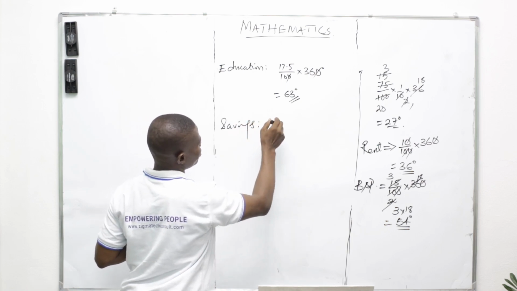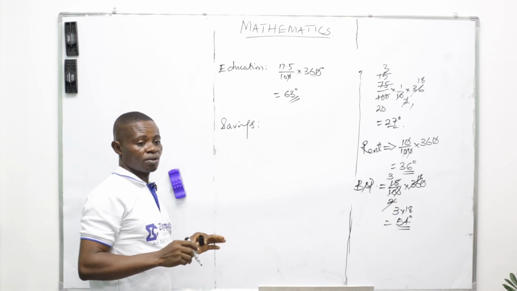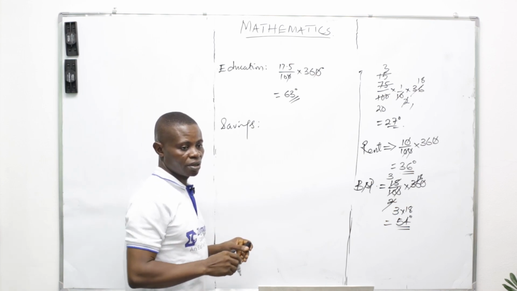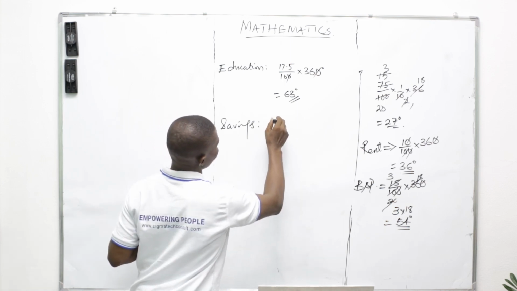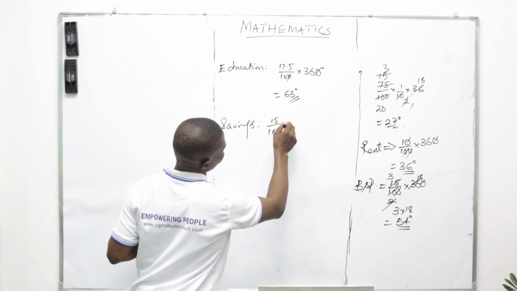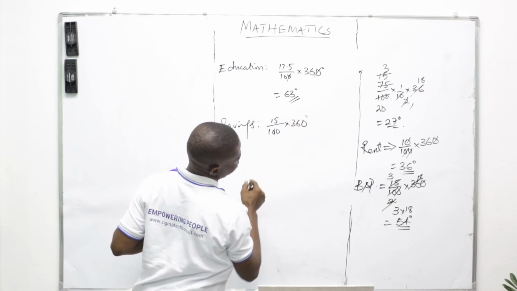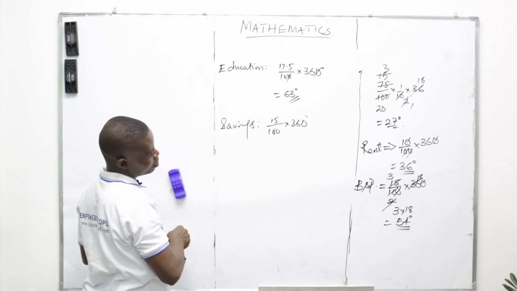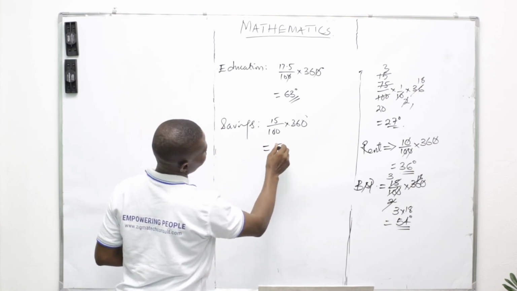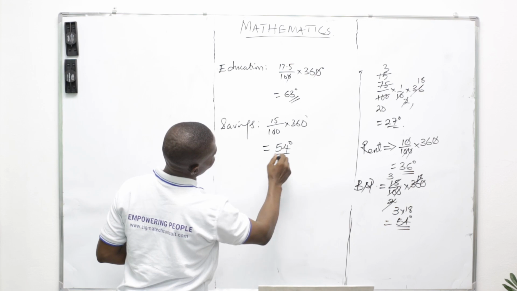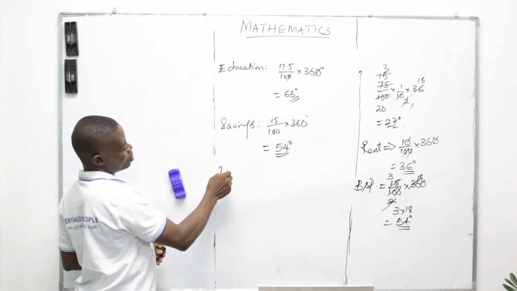Sectorial angle for sevens. Recall that S was what? 15%. And then 15 all over 100 times 360. We have solved for 15 before. It will give us what? 54 degree.